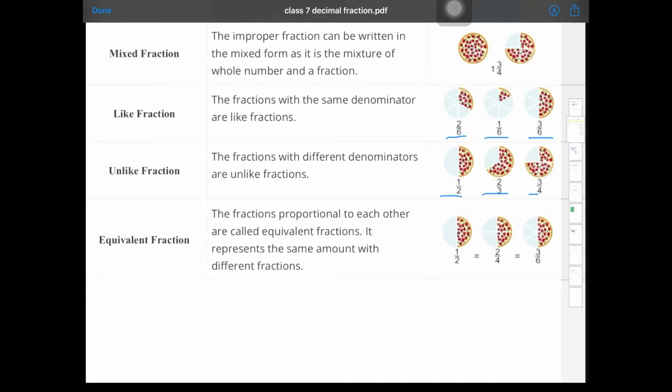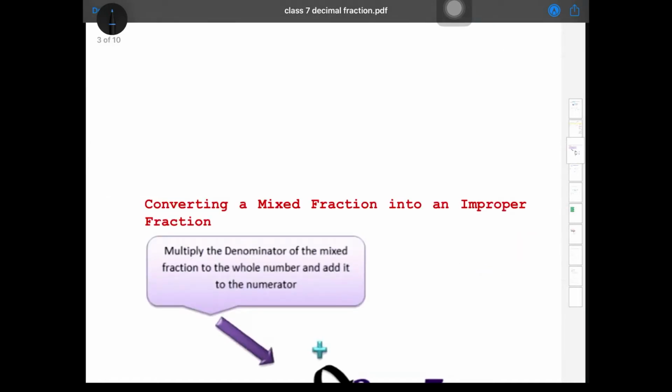Equivalent fractions: when there are 2 or more fractions which represent the same quantity or same amount, these are called equivalent fractions. Here you can see 1 by 2, 2 by 4, 3 by 6. Numerically all are different, but if you represent these, they will give you the same result. So these types of fractions are equivalent fractions.